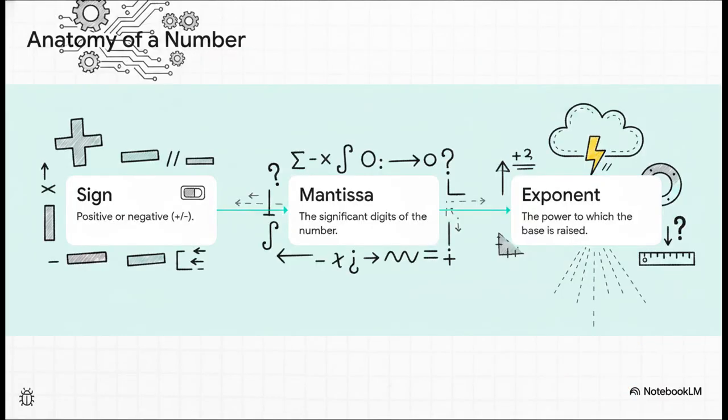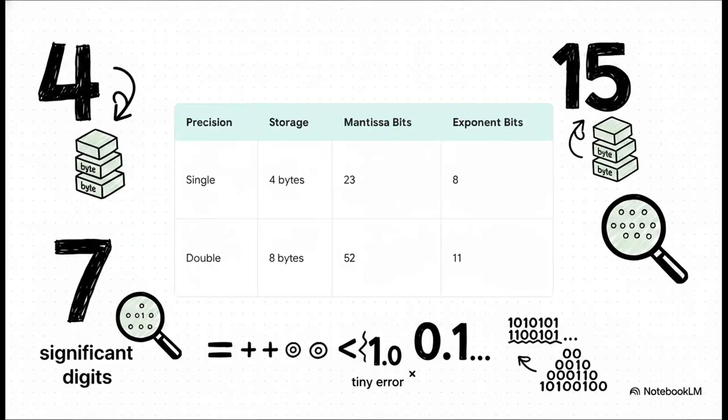Well, a floating point number gets broken down into three little pieces. First, you've got a sign bit. Is it positive or negative? Easy enough. Second, you have the mantissa. This part holds the actual digits of your number. You can think of it as the what. And finally, you have the exponent, which tells you where the decimal point goes. It's the where. Now, there are two common flavors.